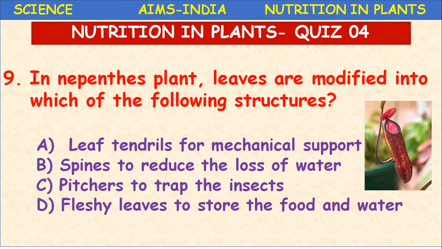structure called pitcher, which traps the insects, and the lid-like structure will close immediately when an insect enters into the pitcher, where the digestive juices are present which digest the insect, and the proteins present in that insect are absorbed by the plant. So to fulfill the nitrogen requirement, this is an adaptation in the insectivorous plants. So here the correct answer is C, pitchers to trap the insects.